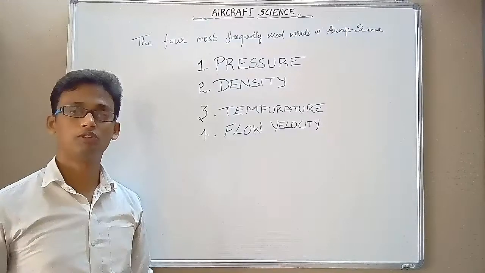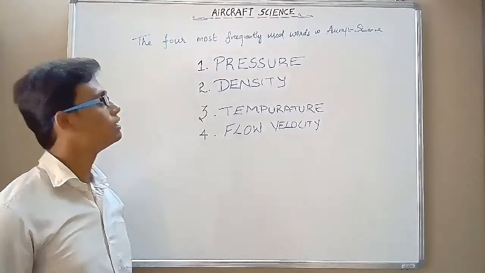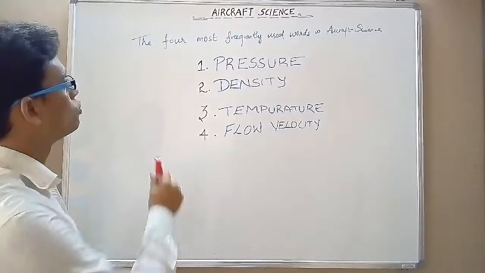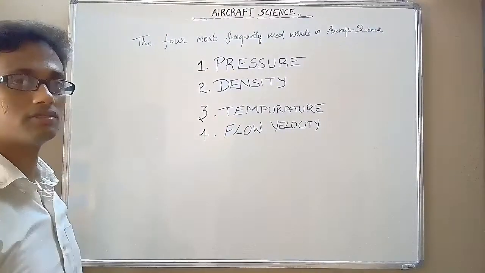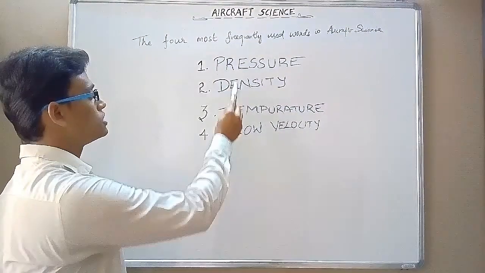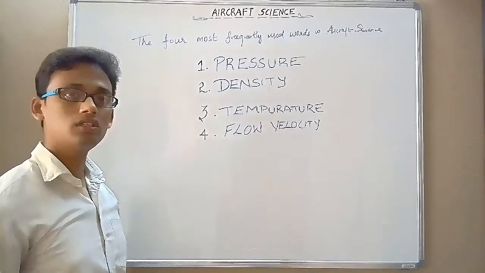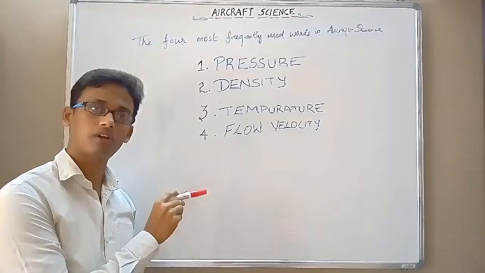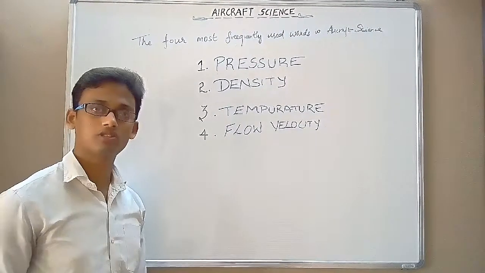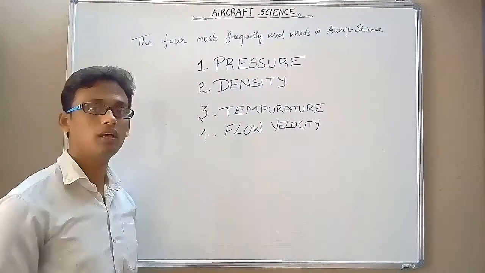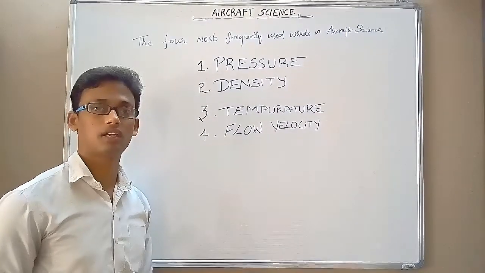Before knowing more about aircraft science, let us start by defining the four most frequently used words in aircraft science. The first one is pressure, then density, temperature, and flow velocity. As we all learned about these four basic terms from our school days, now I'm going to just recall them and how they are related to aircraft science.